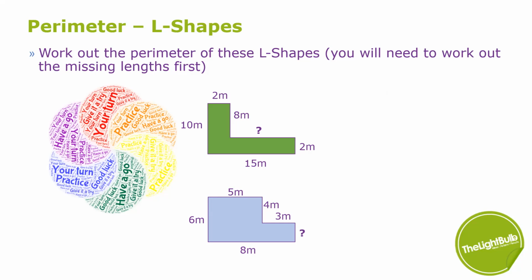Okay, so hopefully you've had time now to press pause and to look through and work out what those missing lengths are. Firstly, the first question mark on the horizontal plane here, we need to look at the other two lines, which is the 15 meters and the 2 meters. Subtract one from the other. So 15 minus 2 gives us the missing length of 13 meters. And then when we add them all up together, we find that the perimeter is 50 meters.